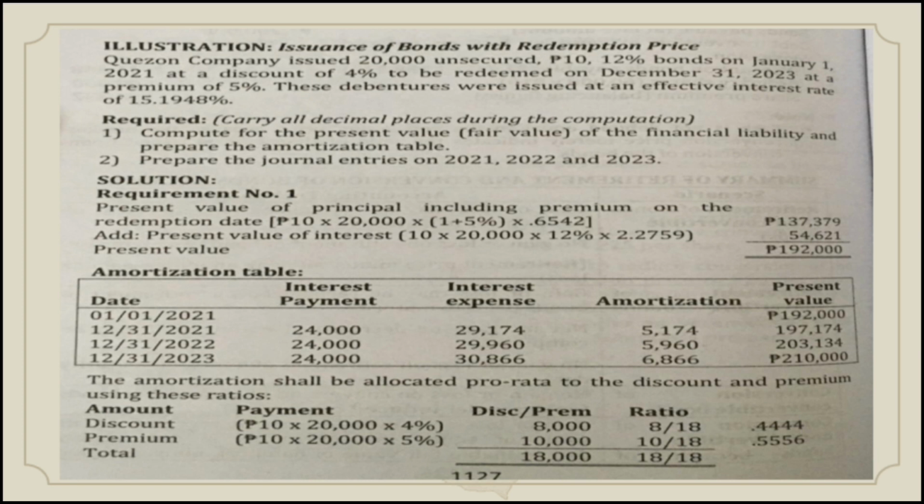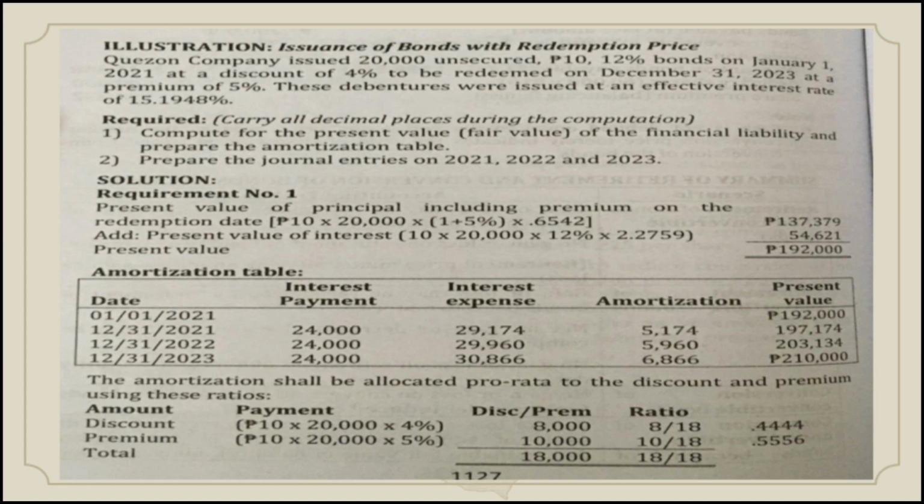The amortization must be allocated pro rata to the discount and premium using this ratio, which is provided here. For the discount, it is 10 pesos times 20,000 bonds times 4%, because the bonds were issued at a discount of 4% and will be redeemed on December 31, 2023. So the discount is 8,000. For the premium, it is 10 pesos times 20,000 times 5%, because the premium is 5%.